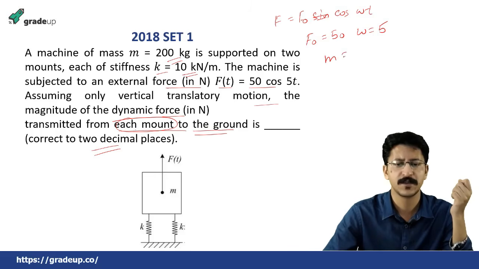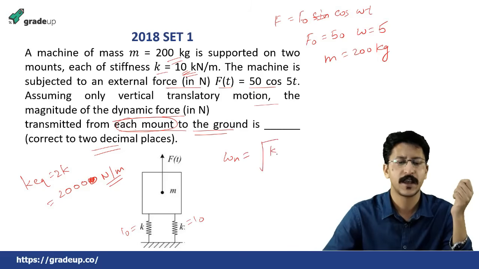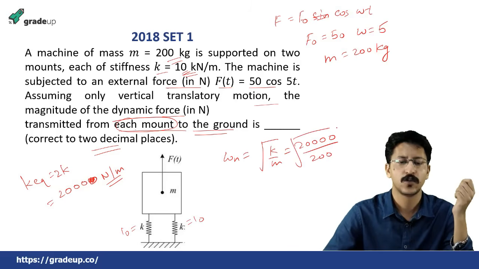Okay, in this case we see that m is equal to 200 kg. There are two mounts, k will be same in both, that is 10 and 10. This is again a parallel connection, so k equivalent equal to 2k. Because this is 10 kilonewton, that is 10,000 Newton per meter, this will be 10,000 into 2, that is 20,000 Newton per meter. So we can find omega n, the natural frequency, as under root k by m. K is equal to 20,000 divided by 200, root over, the 2 zeros go, this becomes 100, so this is equal to 10.